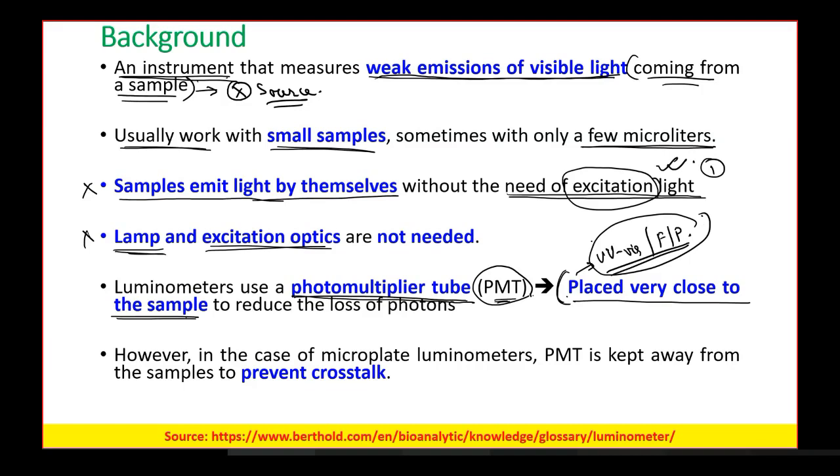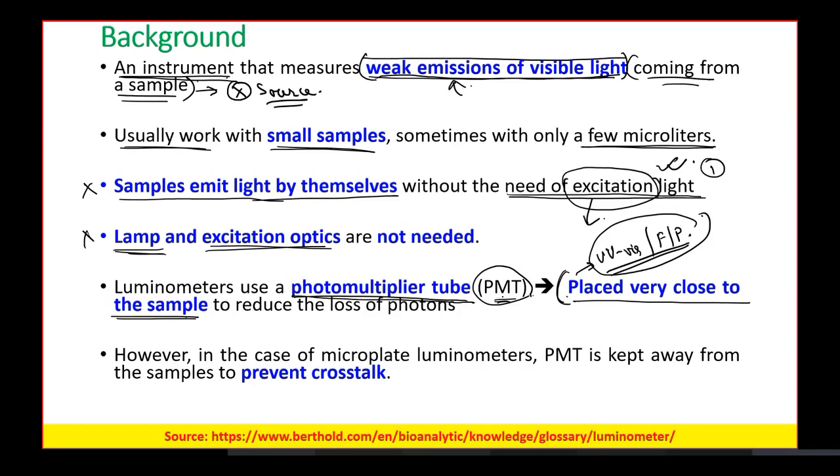spectrophotometers, we have an excitation light and we are analyzing that excitation light. Okay. However, in the case of a luminometer, what is happening? Whatever light is being generated, it is being generated within the biological system or within the reaction system which we have put into the microplates, right? So the light that we will be getting are weak emissions, right? In the first point, whatever we have discussed, these are weak emissions of visible light.